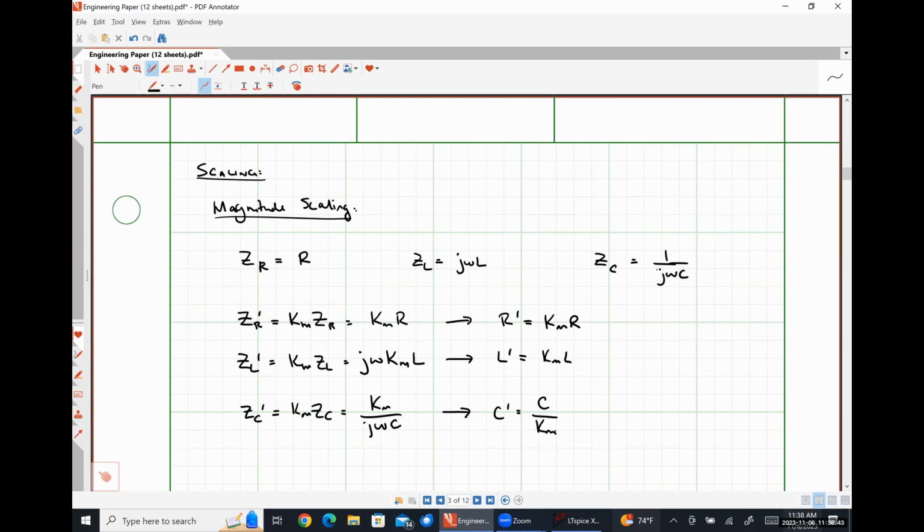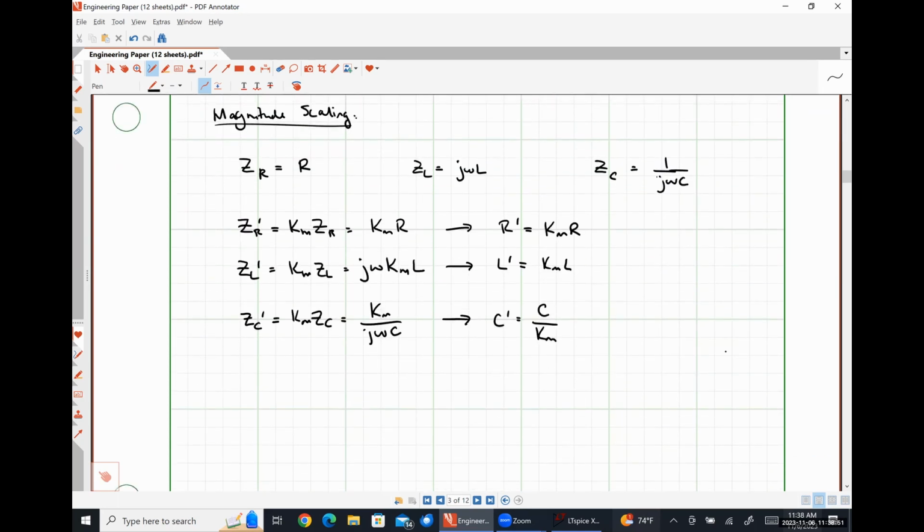Let's see what impact they have on things like bandwidth, resonant frequency, and quality factor. So for a series RLC circuit, omega naught prime would be the square root of 1 over L prime C prime.